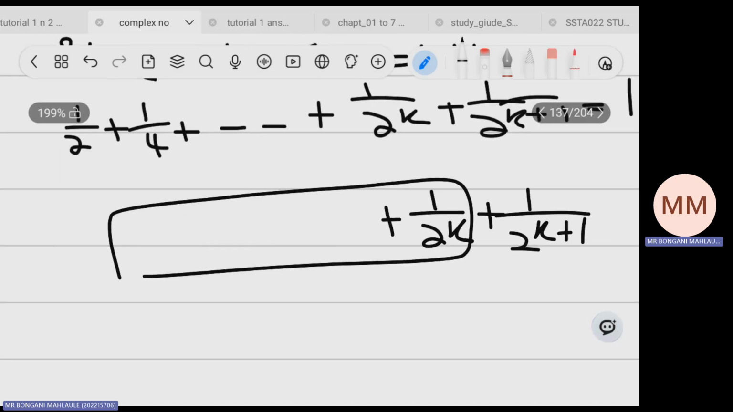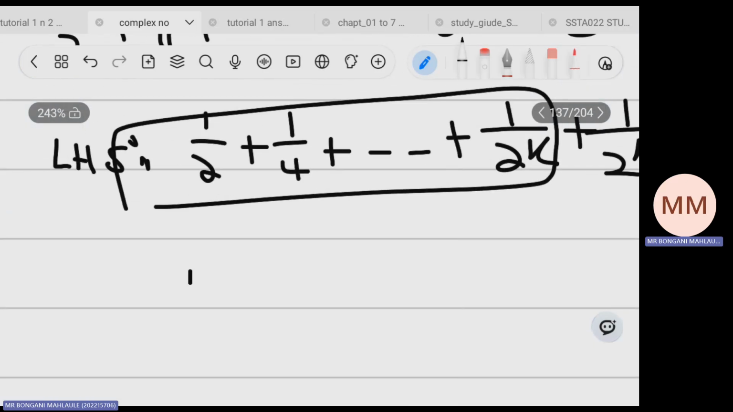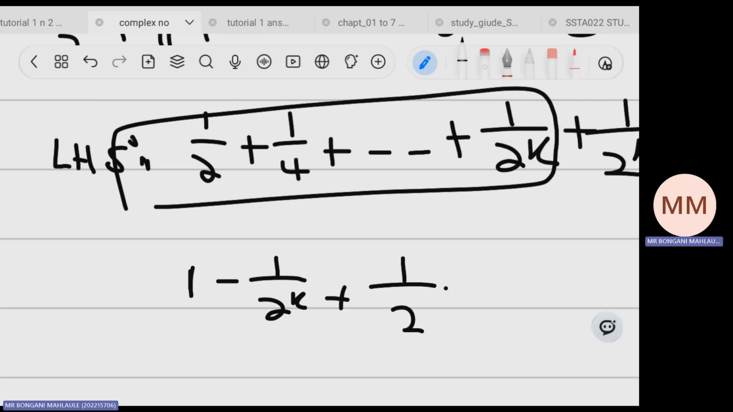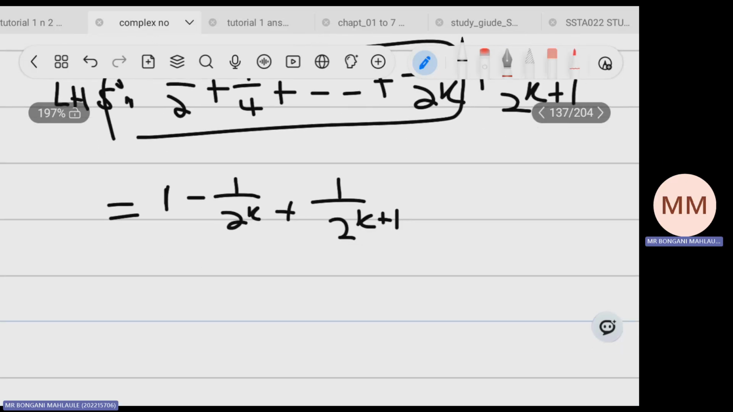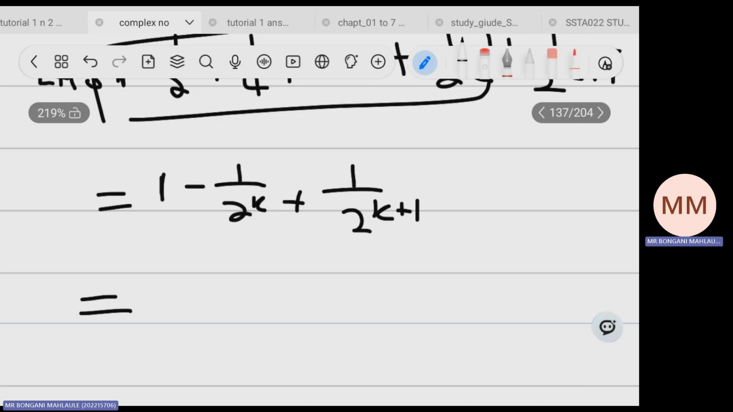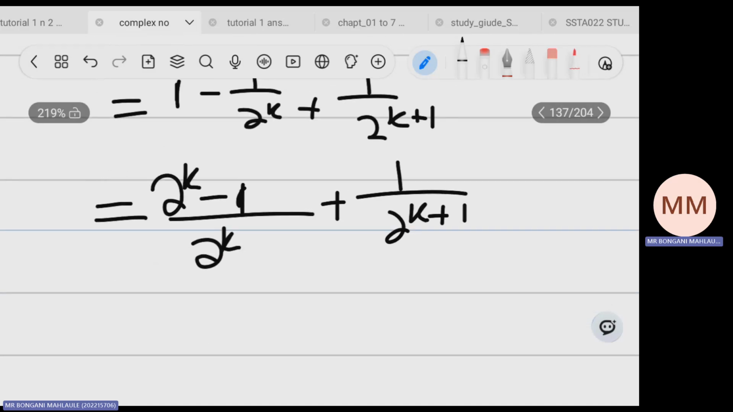So we know that this part is equivalent to 1 minus 1 over 2k, plus 1 over 2k plus 1. Here we can simplify this part. We will have 2k minus 1 plus 1 over 2k plus 1. I want us to take out the common factor 2k plus 1.